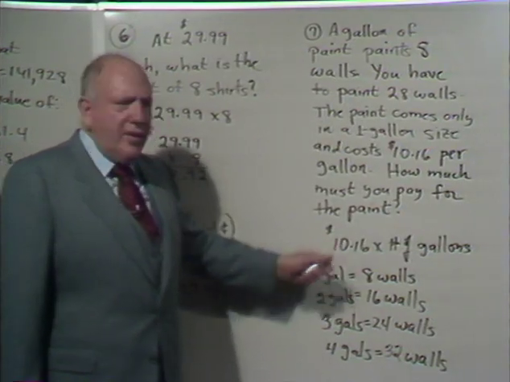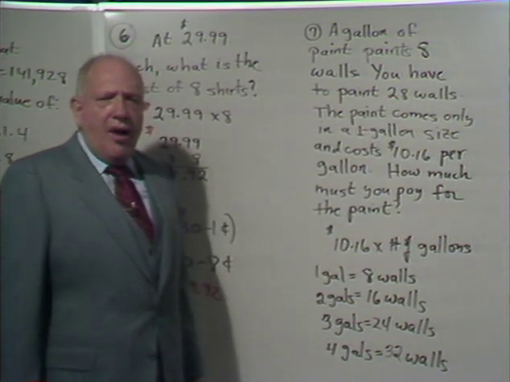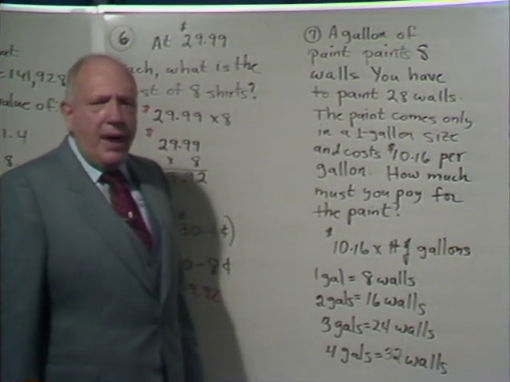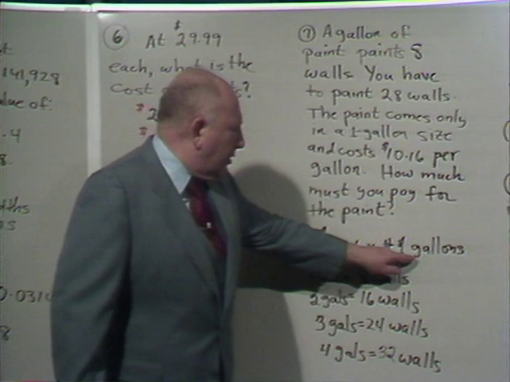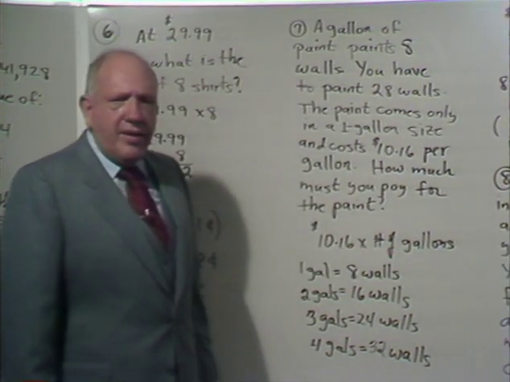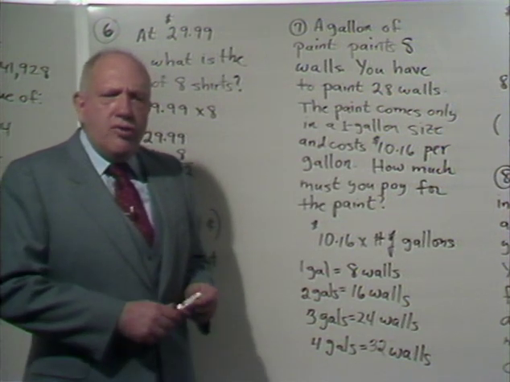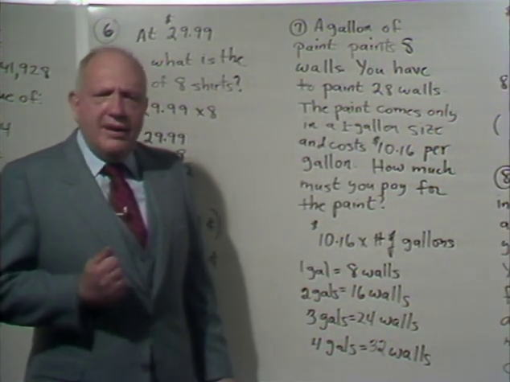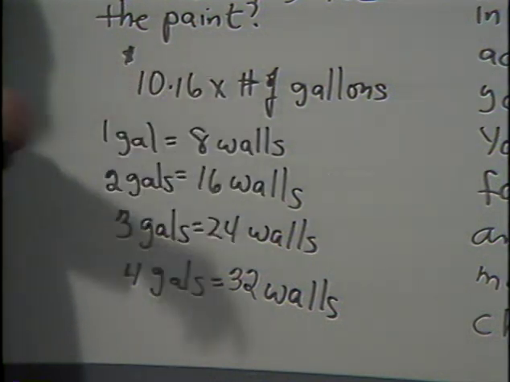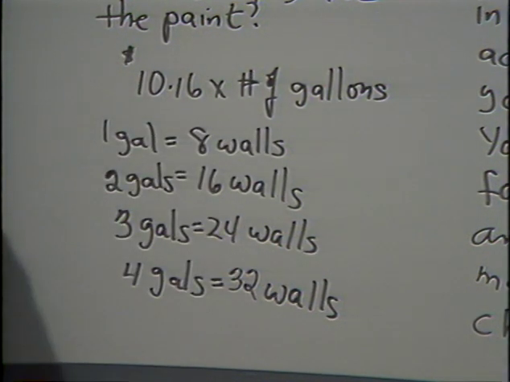Well, how do you do this problem? The $10.16 per gallon tells you that to find out how much you have to pay for the paint, all you have to do is multiply the number of gallons by 10.16. Unlike the previous problem, where I told you how many units you were buying, in this problem, you have to do another step first. You're going to have to walk and chew gum at the same time.